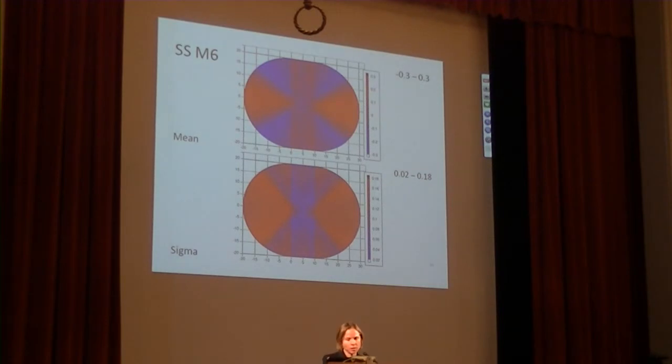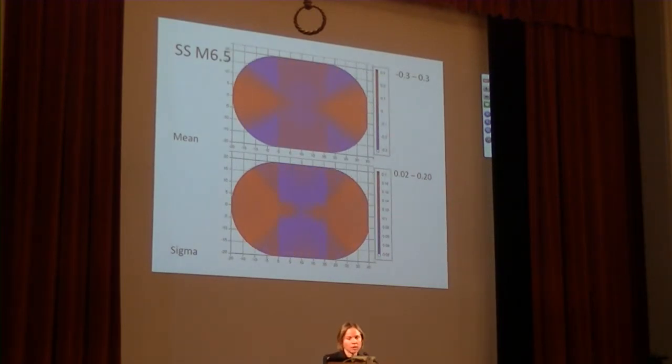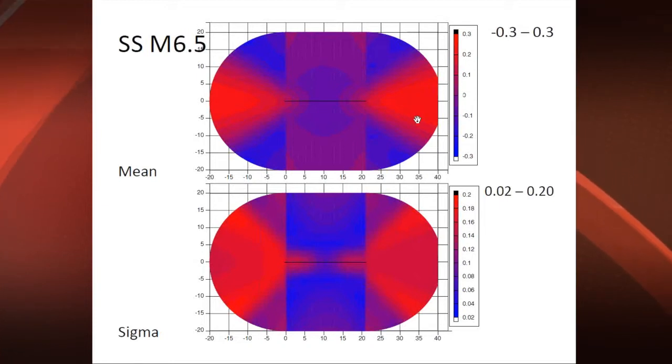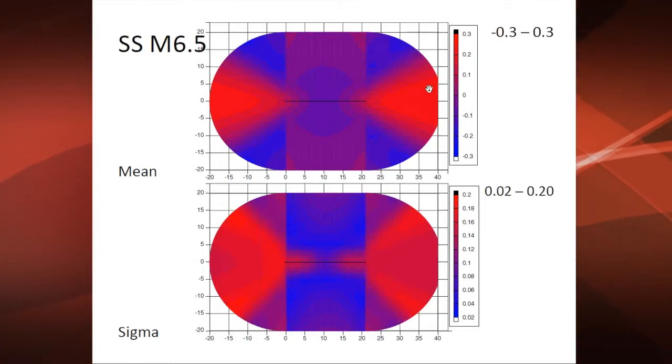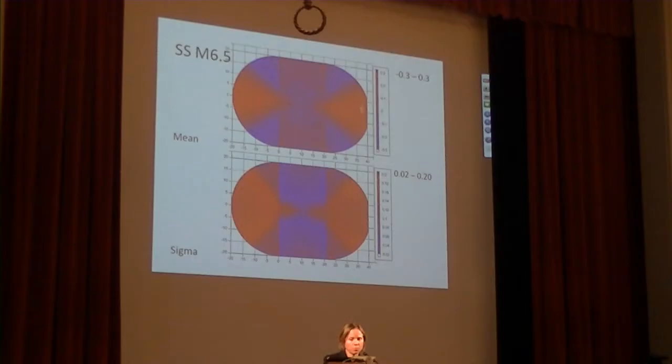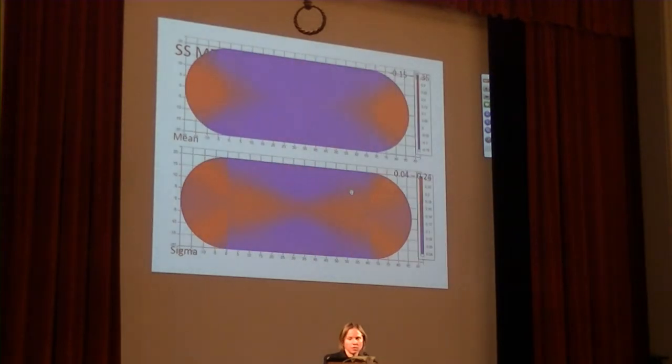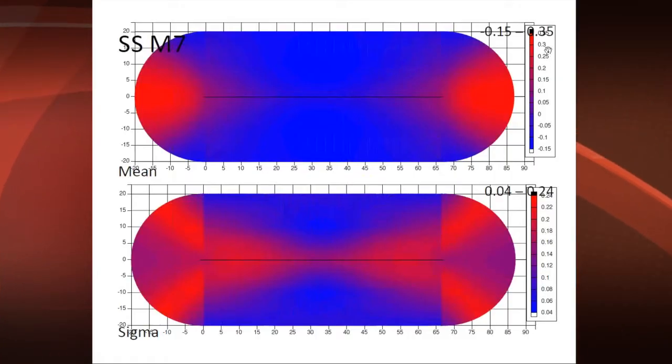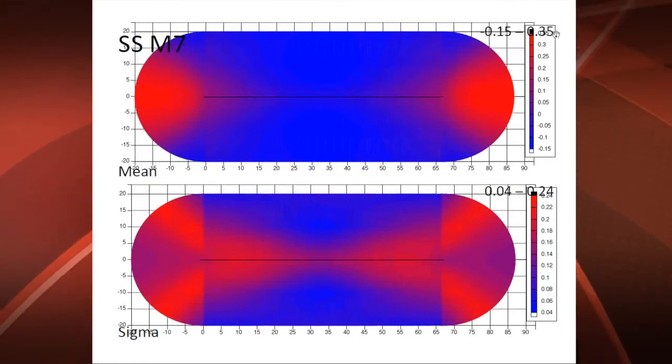So this is the magnitude 6. Magnitude 6.5. Still for the strike slip case, you're going to see the largest difference in the mean off here at the end. And the largest difference in the standard deviation is sort of at a 45-degree angle here. So magnitude 6.5. Magnitude 7, the largest difference here is 0.35 natural log units. And for standard deviation, it's 0.24.